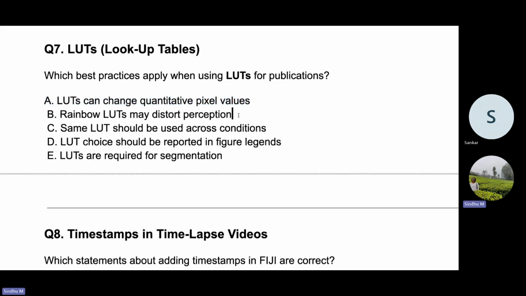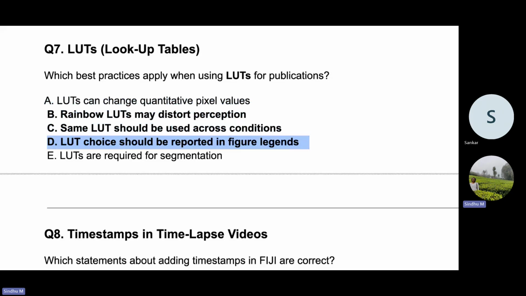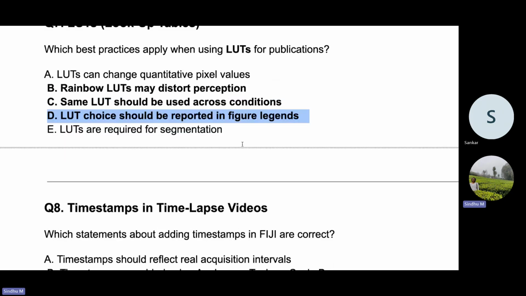Option B is true because rainbow LUTs or any multicolor LUT will have different colors, and it will be difficult for somebody who sees an image to interpret what it means, where the intensity is high, where the intensities are low, and so on. And you have to use the same LUT so that it's easy to compare. And you have to write about which LUT you have used in the figure legend. Required for segmentation, not really. It's the absolute pixel values that matter more.